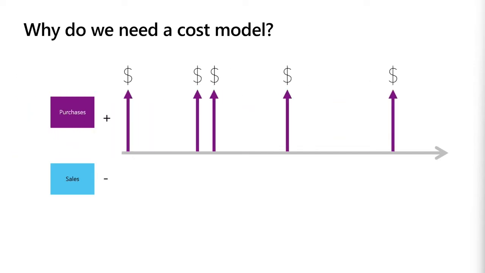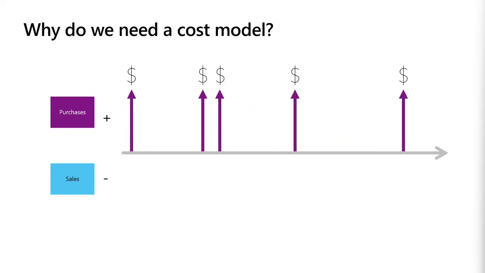In this period, we have a series of receipt transactions represented by the purple arrows here. Each one of these receipts has a potentially different purchase price, meaning that different quantities of our inventory could have different cost values.